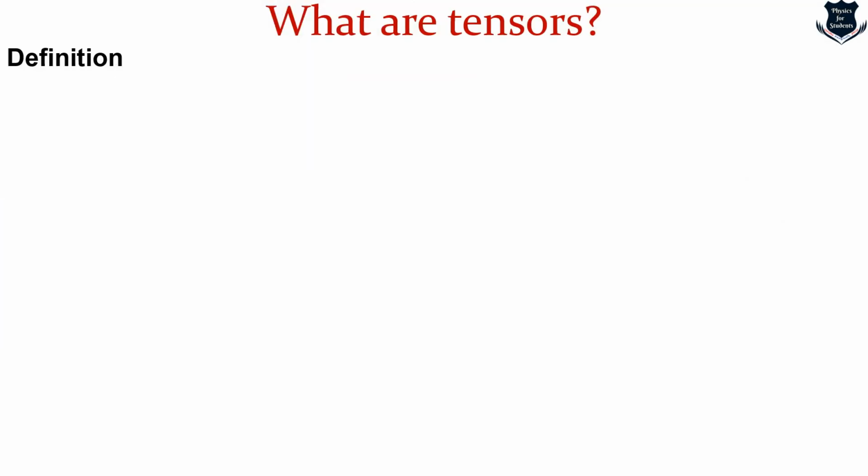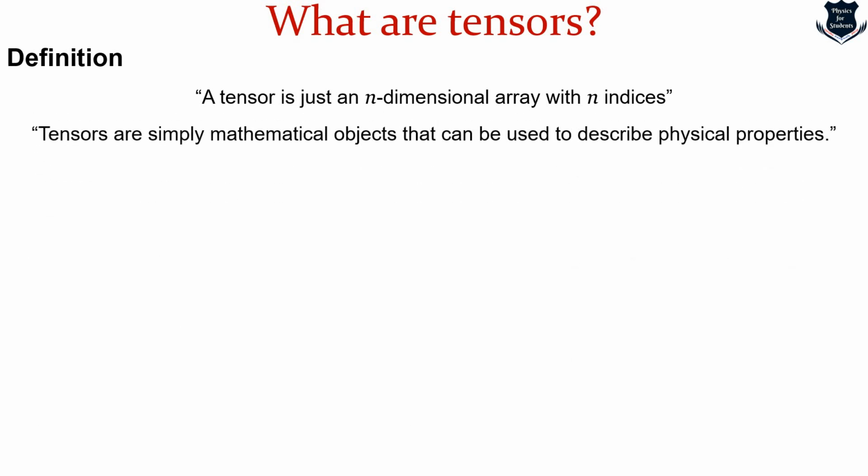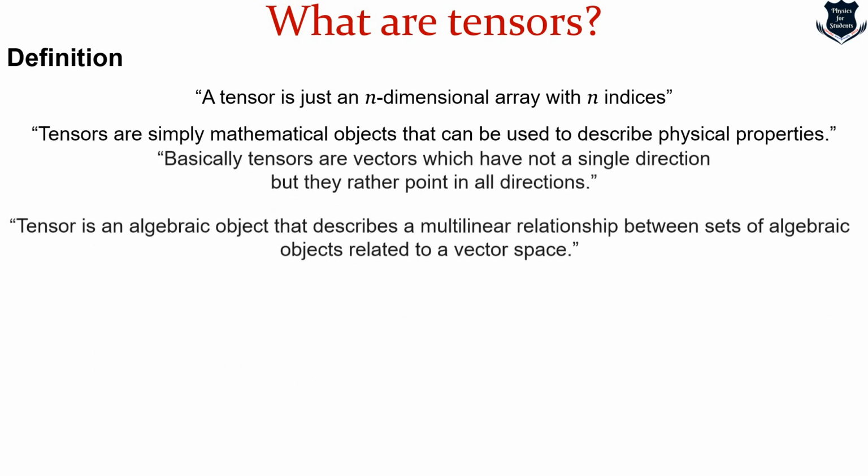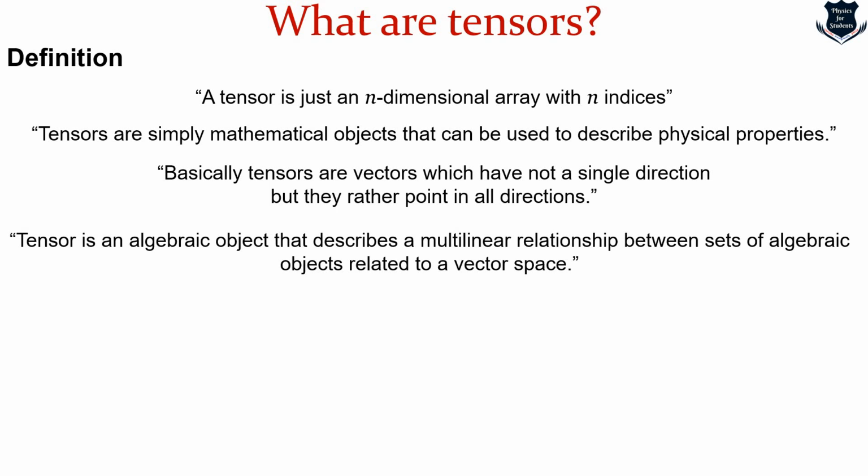So for tensors, we can talk about different types of definitions. One says that it is just an n-dimensional array with indices. Tensors are simply mathematical objects that describe physical properties. Tensors are vectors that do not have a single direction but rather point in all directions. Some definitions say that it is a multilinear relationship between sets of algebraic objects related to a vector space.